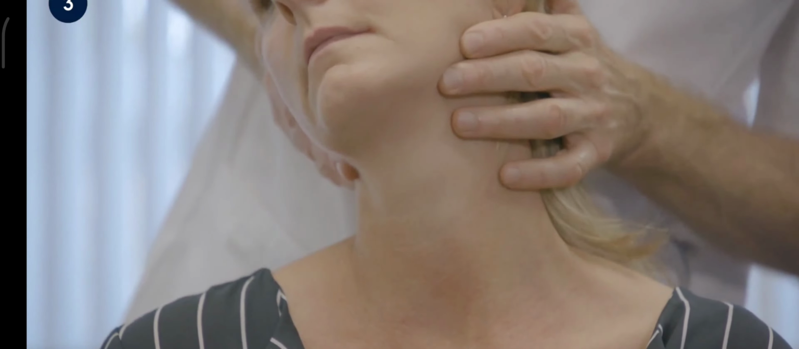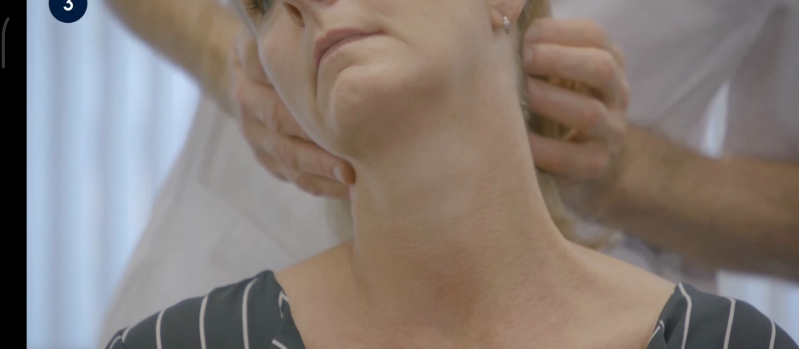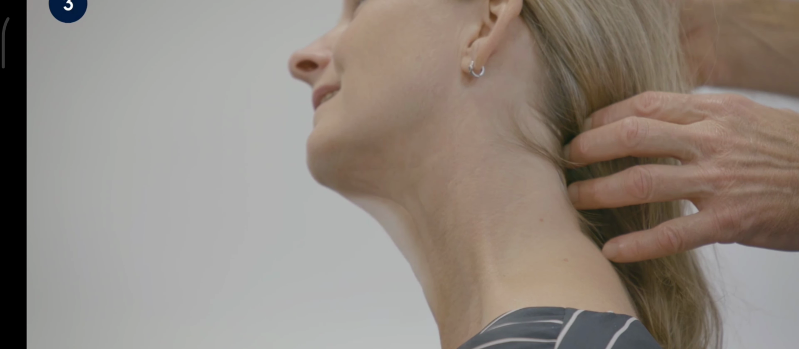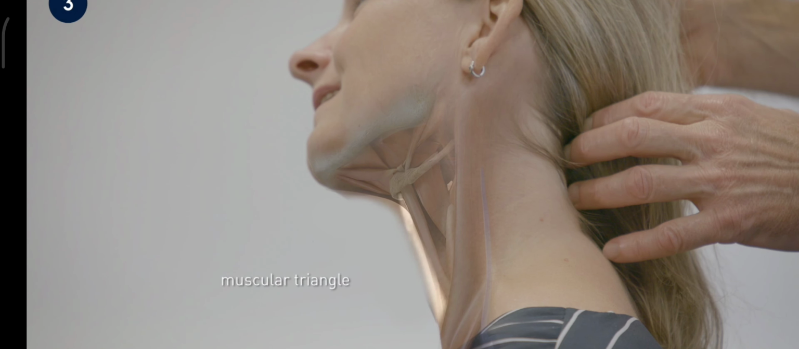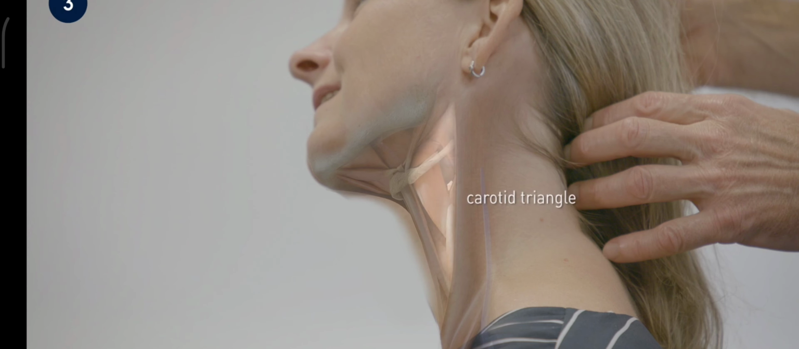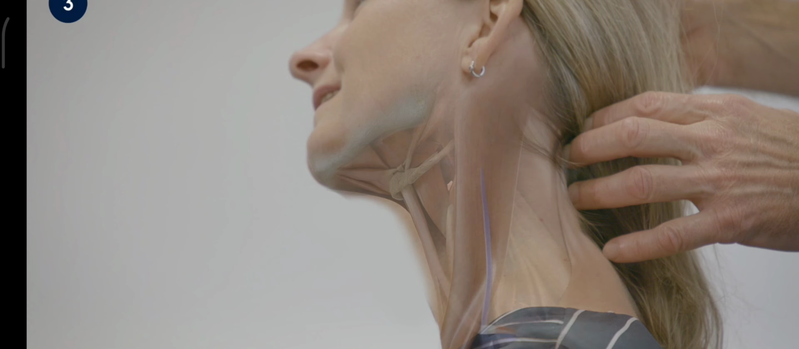The anterior triangle can further subdivide into 4 subtriangles: the submandibular, submental, muscular, and carotid triangles. The inferior belly of the omohyoid muscle passes deep to the sternocleidomastoid and crosses through the posterior triangle, further dividing it into the occipital and subclavian subtriangles.